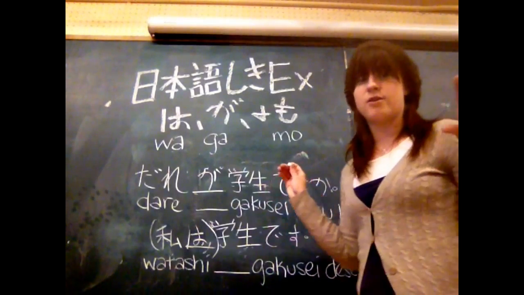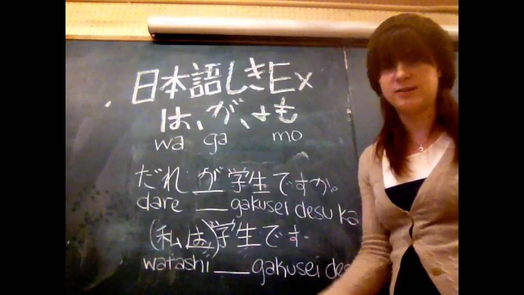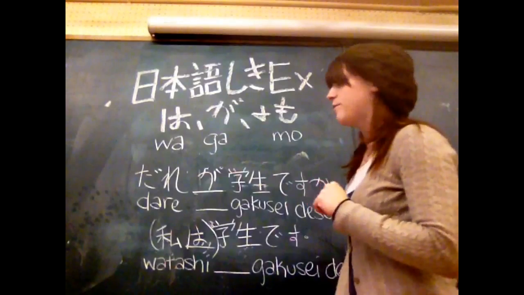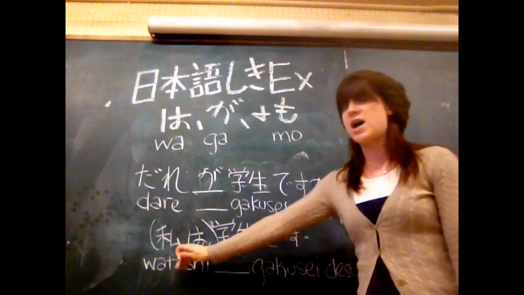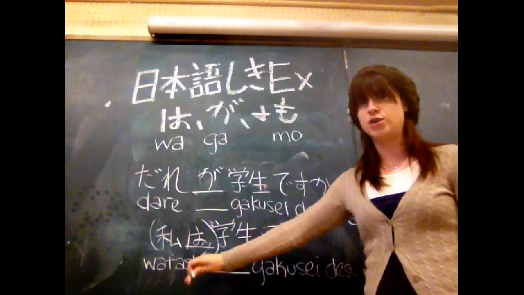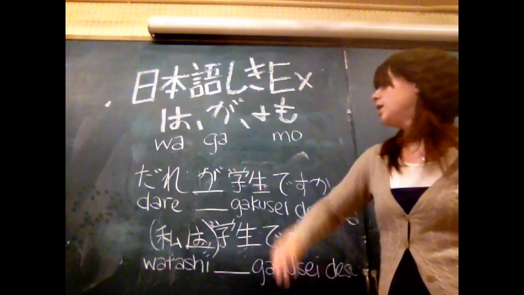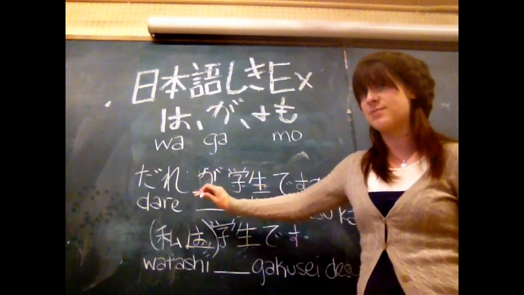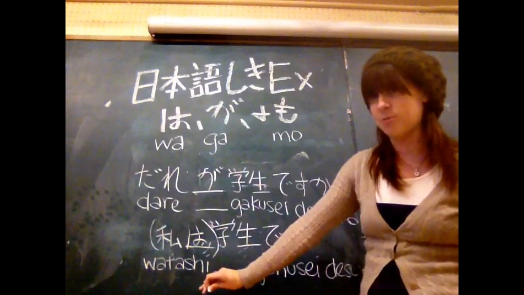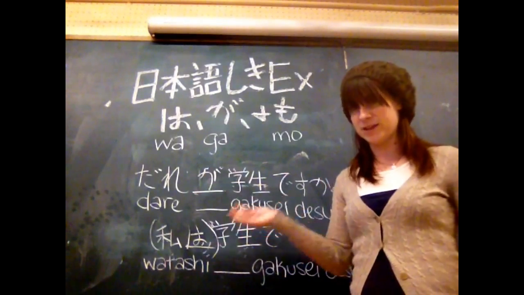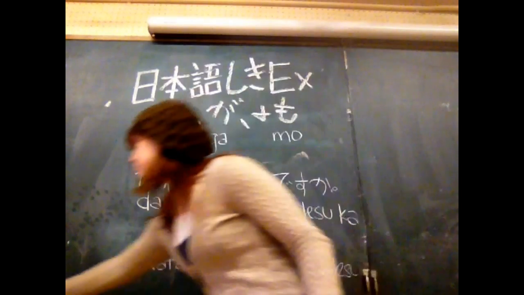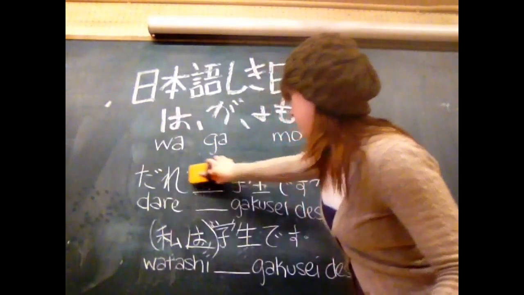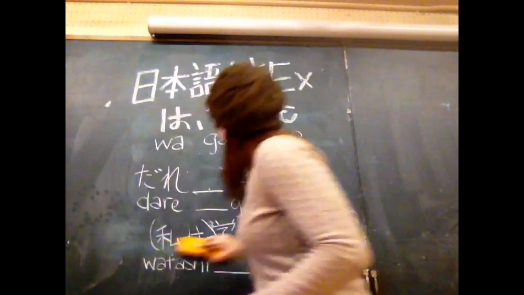Okay? So I know that that's a little confusing, but hopefully that helps a little bit more. In summary, wa, establishing a new topic of conversation. Ga, clarifying something about the pre-established topic. Hopefully that helps a little bit more. Lastly, the last one is very simple. Don't even worry about it. The last one is mo.